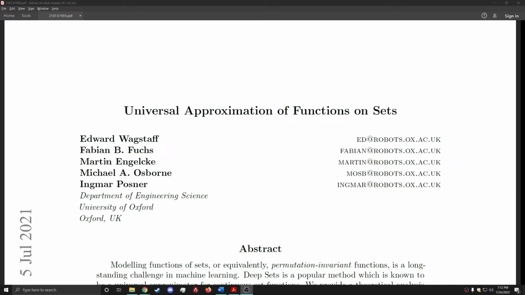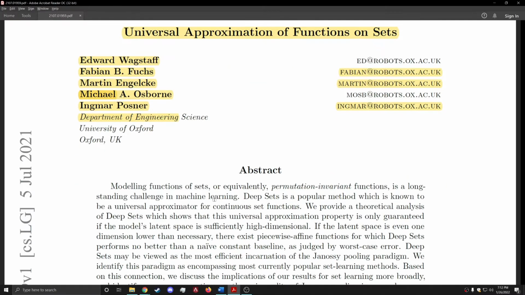Alright, so today we are going to be talking about the universal approximation of functions on sets. This is going to be by Edward Wagstaff, Fabian Fuchs, Martin Engelcke, Michael Osborne, and Ingmar Posner.